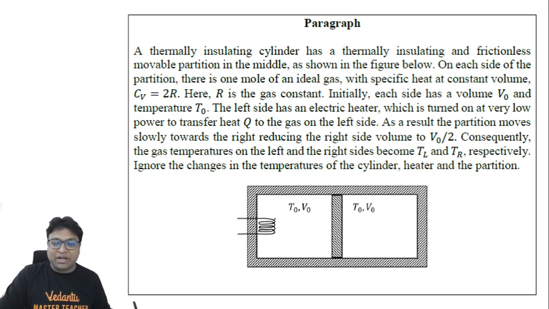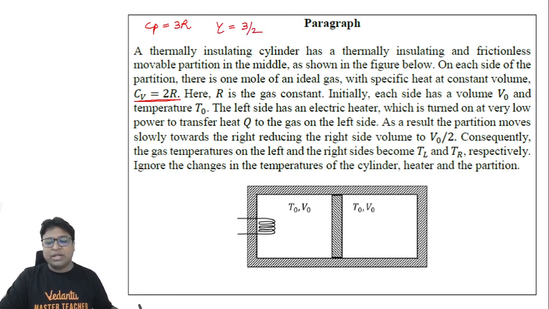Okay, the left half is having a heater, which can be used to supply heat to the gas present in the left part, and the right part is devoid of any such kind of arrangement. Now we have been told that the gas that we have used has a CV of 2R, which basically means that Cp will be equal to 3R, which also means that the value of gamma would be 3 by 2.